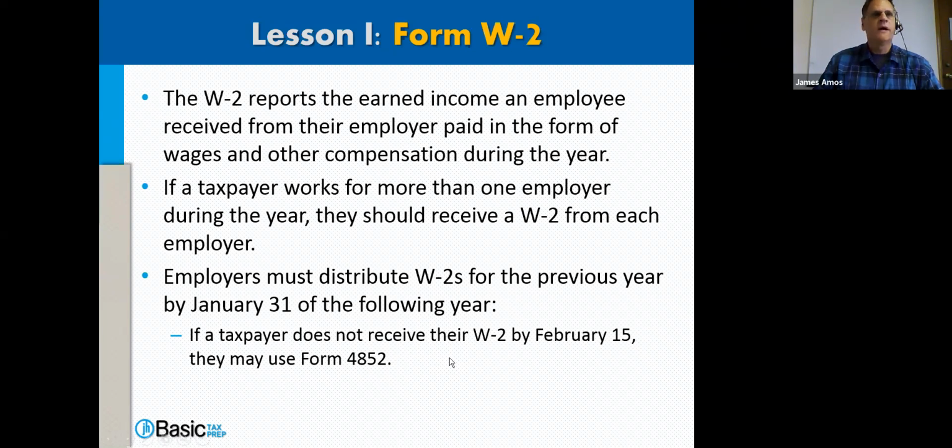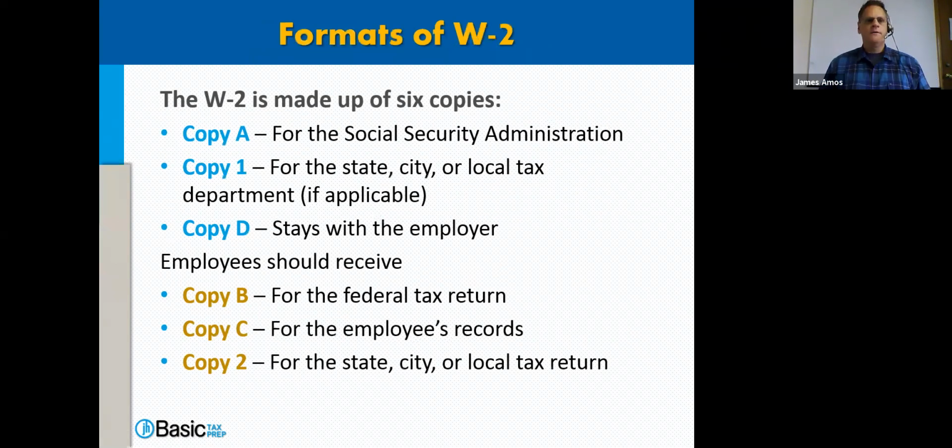Okay, so again, for testing purposes, do I want you to remember Form 4852? No. But do I want you to remember that after February 15th, you can do a substitute W-2? You bet. That's what I want you to remember. Now, W-2. There are 6 copies of a W-2. They're not color-coded the way we have here. This is just for learning purposes.